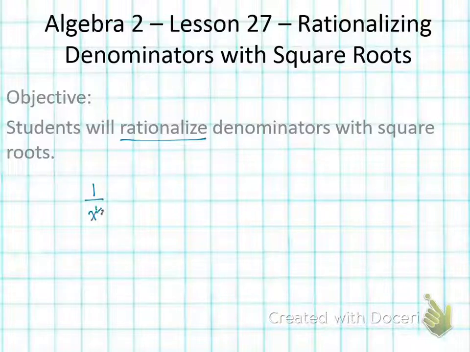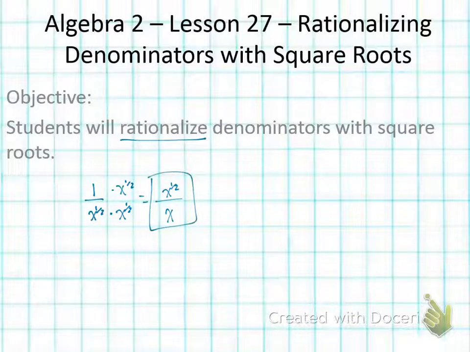Look up here, 1 over x to the 1/2. What's wrong with 1 over x to the 1/2? The 1/2 is a fraction, so you would have to multiply the denominator by x to the 1/2 to make it the next whole number, and the numerator to rationalize it, so the numerator becomes 1 times x to the 1/2, which is x to the 1/2. Denominator becomes x to the 1/2 times x to the 1/2, which is x to the first, or just x, okay?